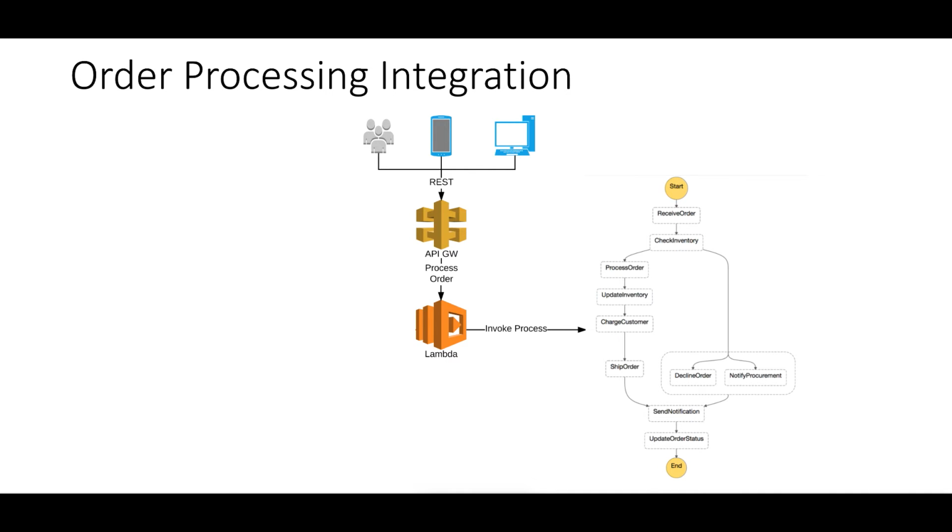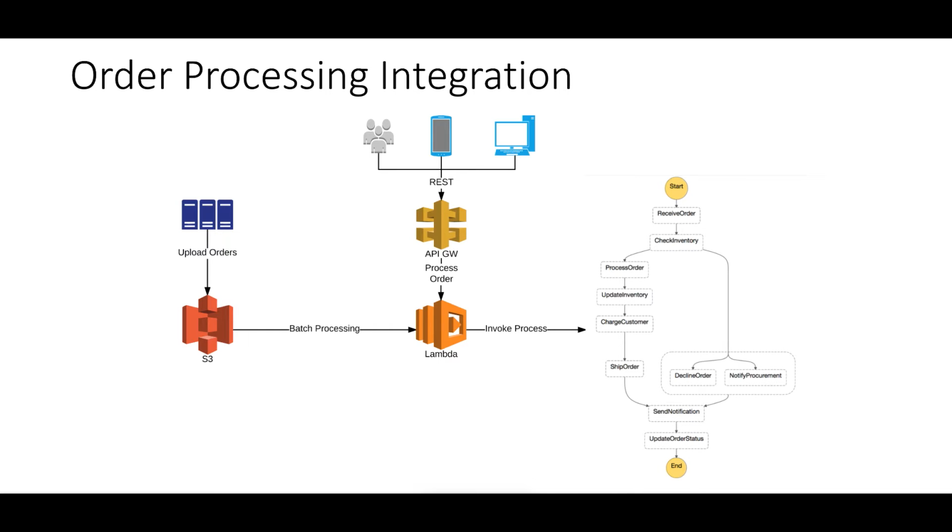Hello everyone. So for the last lecture, we have exposed our business process or our state machine. We have created an endpoint using API gateway that allows us to invoke our process using a URL. In this lecture, we'll go through the other path of integrating with S3 and running this process as a batch.